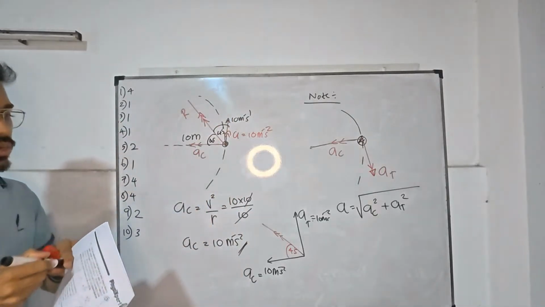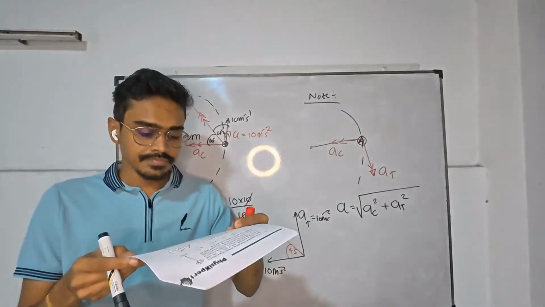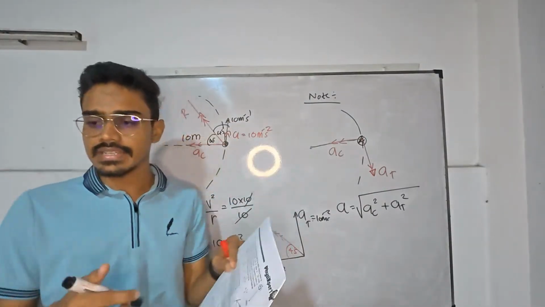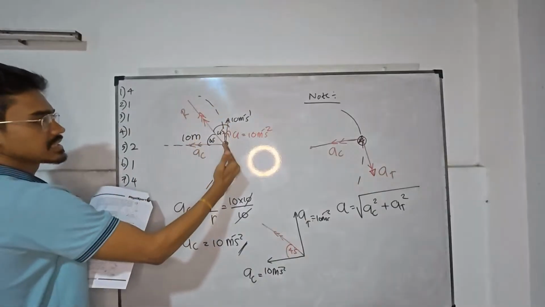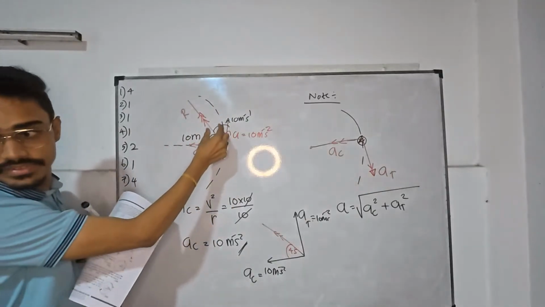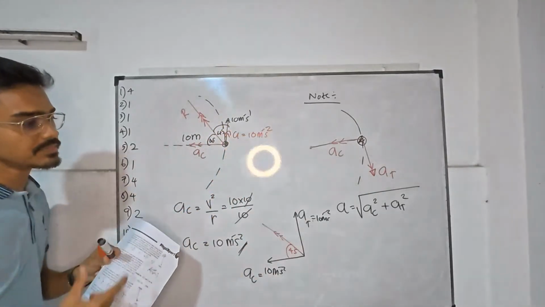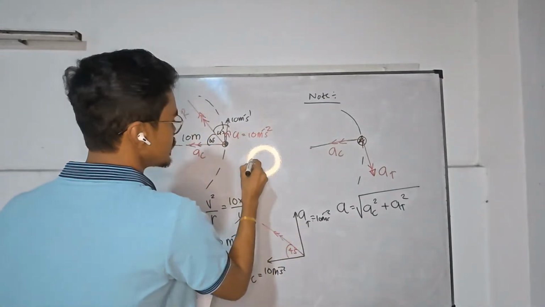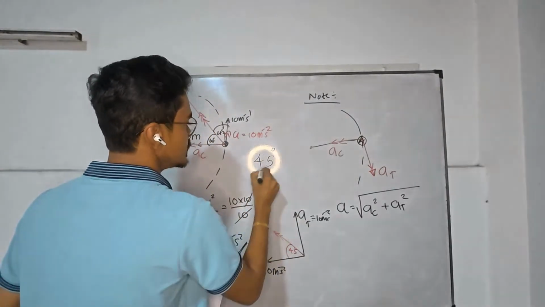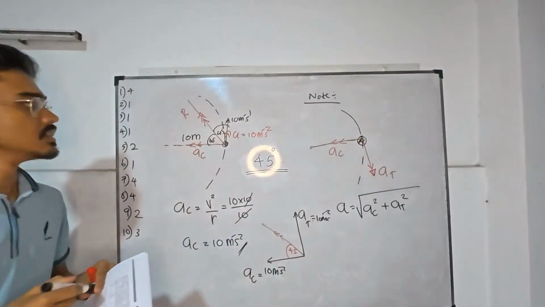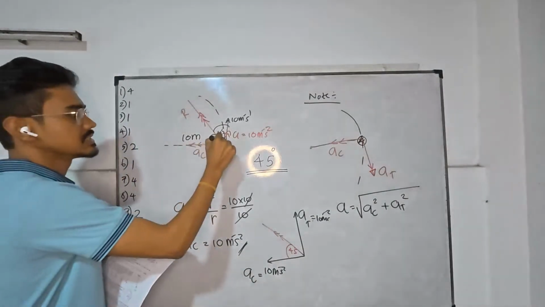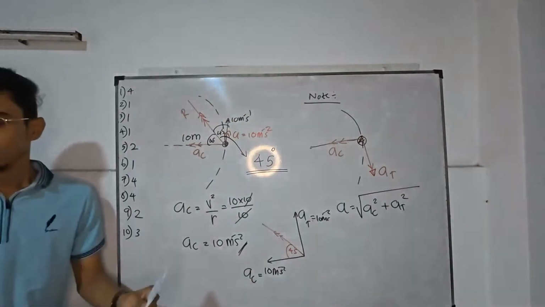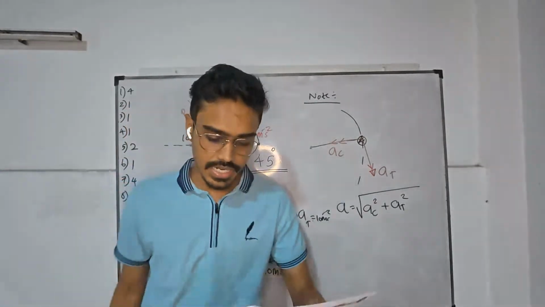Now, the question is the angle between the velocity vector and the resultant acceleration. Velocity vector is this, resultant acceleration is this. So the angle in between is 45. So the final answer is 45. This is the angle. A good question. Take it down.